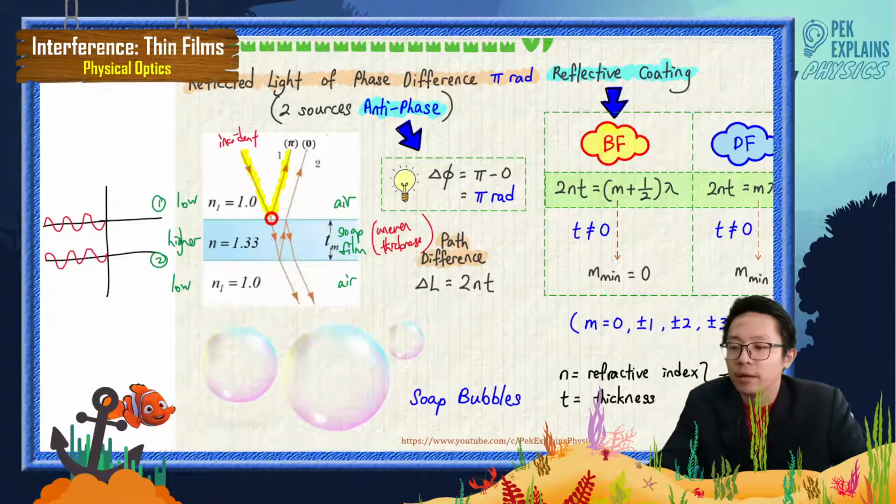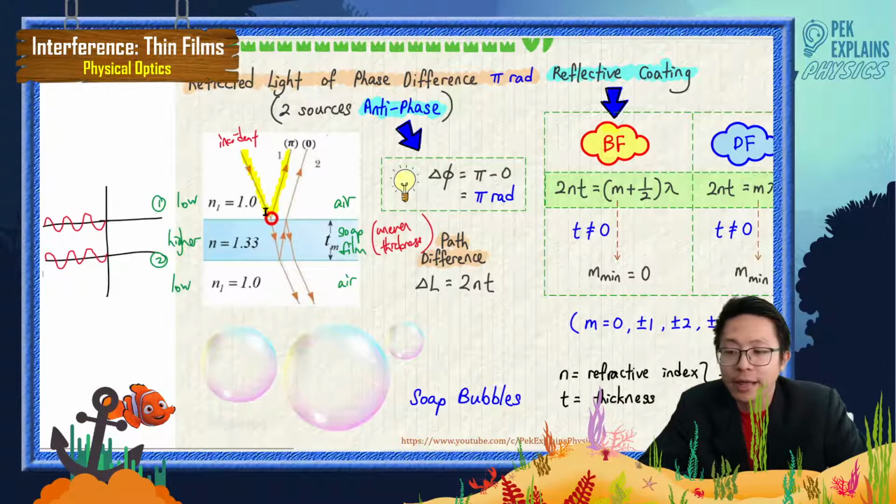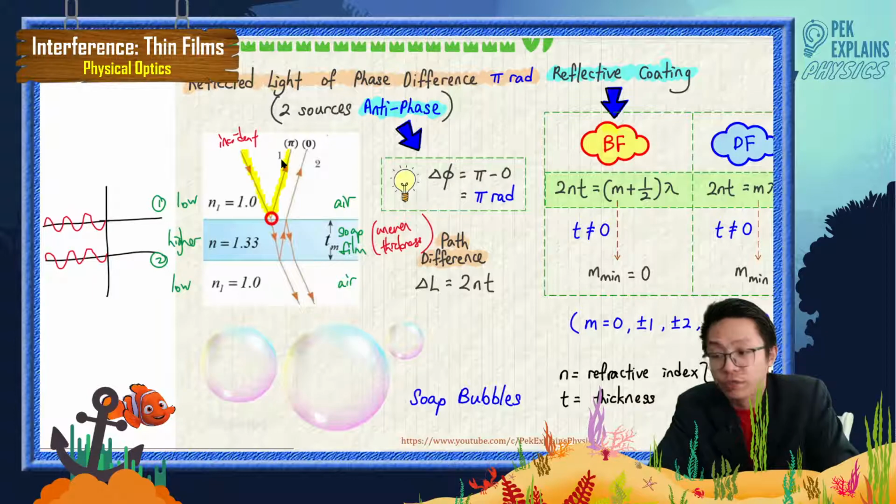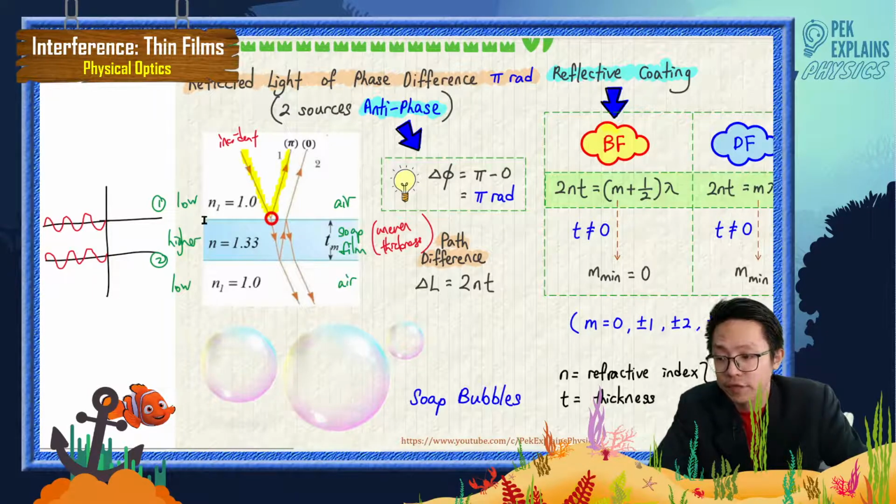Okay. Now, however, for the first light, it encounters one time phase change from reflection from air to soap. That means from lower to higher refractive index, reflection. It gets one time phase change of pi radian. So the first light gets a phase change of pi radian.